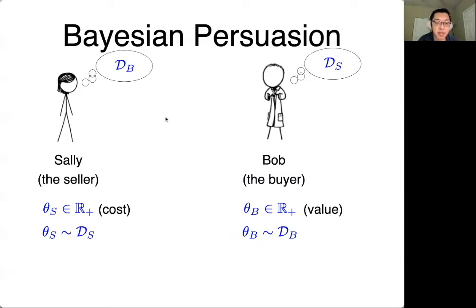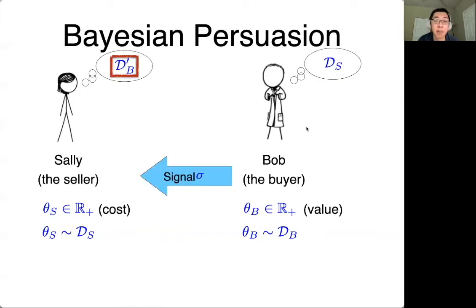And we generalize their model in the following way. So now Sally no longer has a fixed cost, but has her cost drawn from some distribution dS as well. And in that case, we can view the model in the following perspective. So in the beginning, Sally has some perception dB on Bob's private value, and Bob has some perception dS on Sally's private cost.